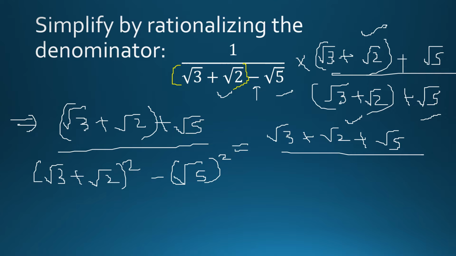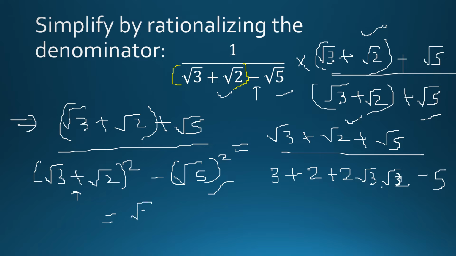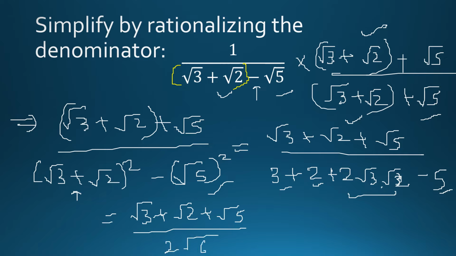Now in the denominator what can I do? A plus b whole square. So root 3 square is 3, root 2 square is 2, plus 2ab, that is 2 into root 3 into root 2. Correct? Minus root 5 square, which is 5. Correct? Now 3 plus 2 is 5, 5 minus 5 is 0. Correct? Now what are you left with? These three numbers in the numerator, and 2 into root 3 and root 2, which is root 6.